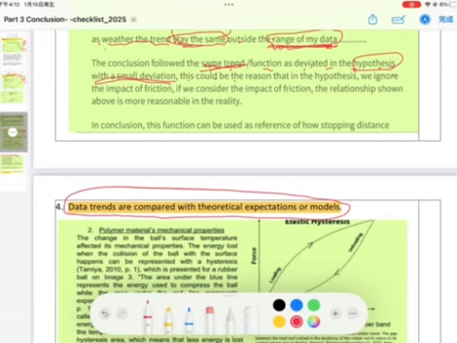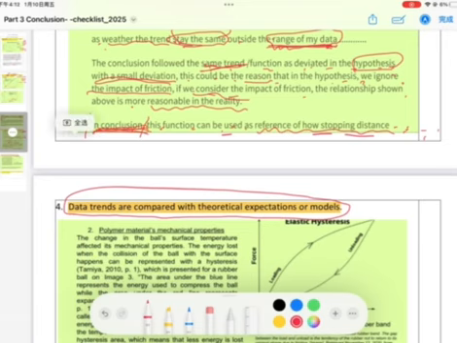And this could be the reason: in the hypothesis we ignore the impact of friction. Now, if we consider the friction, then the relationship above is reasonable in reality. Okay? In conclusion, this function can be used as the reference of how stopping distance, blah, blah, blah. In conclusion, final conclusion. Okay, so this is the final conclusion, but this final conclusion by far is actually not so important.